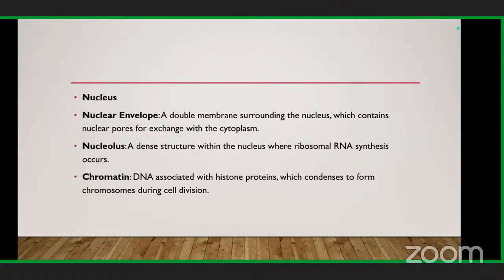Next is the nucleus. The nucleus is the main part of the cell, because it contains the DNA. It contains the hereditary material. So the nucleus is composed of the nuclear envelope, nucleolus and chromatin. The nuclear envelope is a double membrane surrounding the nucleus, which contains nuclear pores for exchange with the cytoplasm.